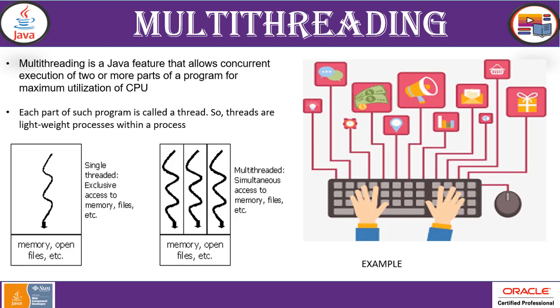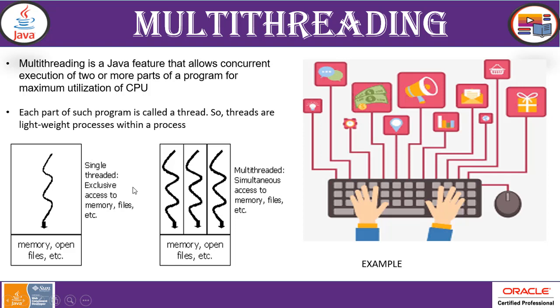Now let's see how it works. Each part of such a program is called a thread. So you can see the string. This is a virtual string, a thread, which is linked with your heap memory to your application. Threads are lightweight processes within a process. Now what is happening when we actually work with multi-threading? This helps to use your CPU efficiently. That's called an optimized CPU. That's one of the benefits, the most popular benefit of multi-threading: maximum utilization of CPU.